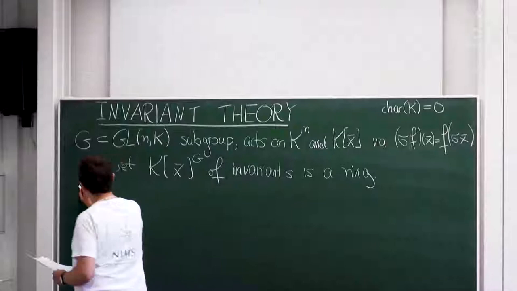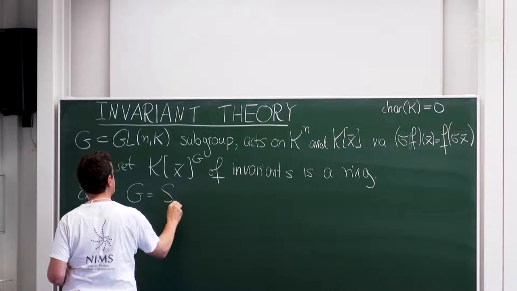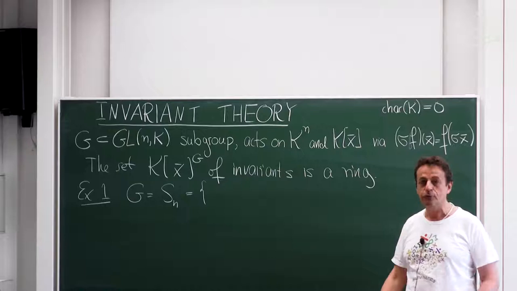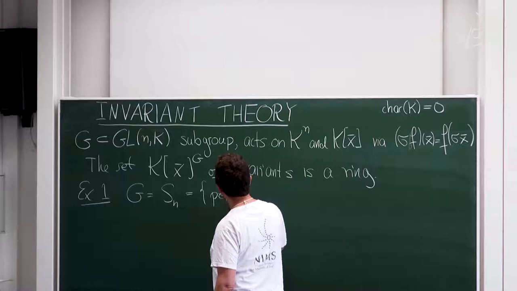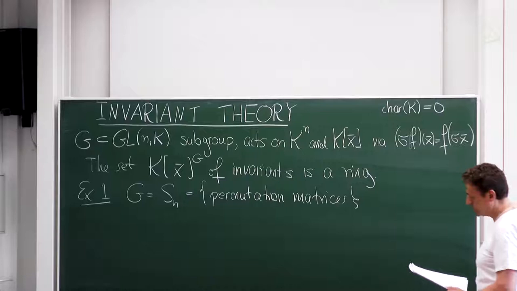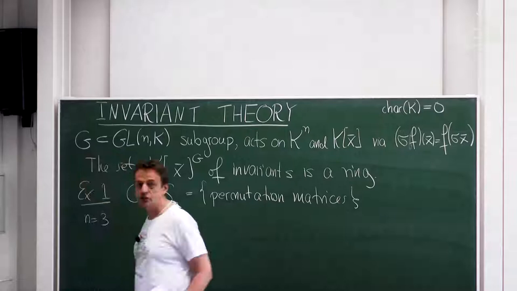A first example that many people are familiar with is that we take G to be the symmetric group Sn. Every group today is represented as a group of n by n matrices. Representation theory deals with representing groups as groups of matrices. So Sn is represented as the set of n by n permutation matrices. This is a finite group of order n factorial. And what are the invariants? The invariants are the symmetric polynomials.